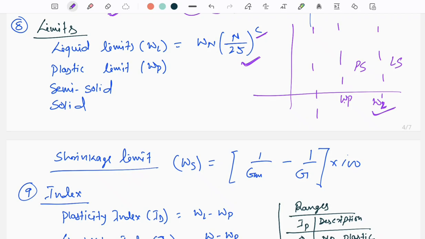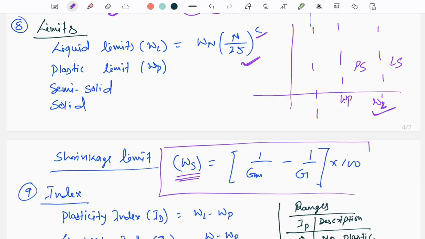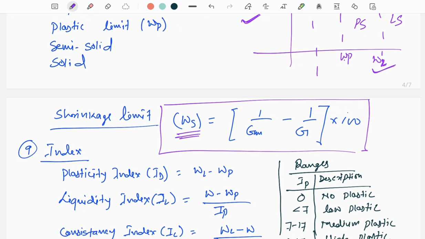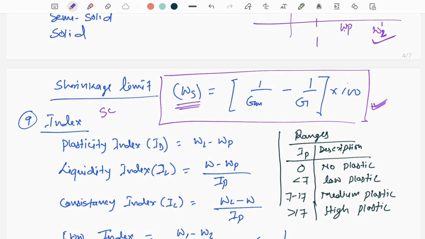Next is the shrinkage limit. The shrinkage limit is designated as Ws and it is related to mass and specific gravity: 1 by Gm minus 1 by G, that is specific gravity, multiplied by 100. From here you can find the shrinkage limit, and at the shrinkage limit the degree of saturation is equal to 1. So Se is equal to wG, with S equal to 1, so e is equal to wG. From this relationship you can also sometimes find the shrinkage limit.